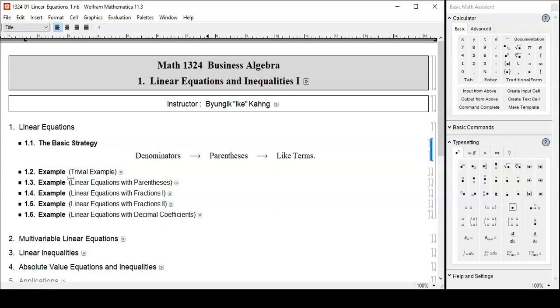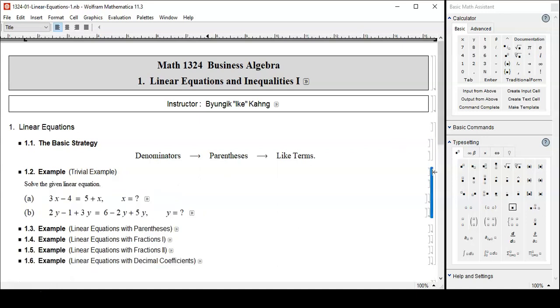There are some problems where something further should be done beforehand, or after these steps. There are variations, of course, but this standard process is embedded into just about everything we are going to be doing throughout the course. So remember this: denominators, parentheses, like terms.